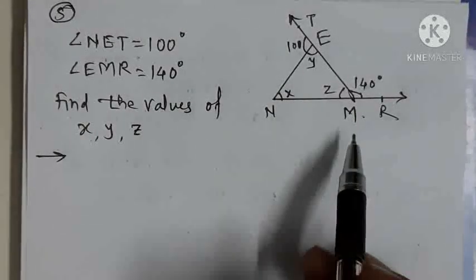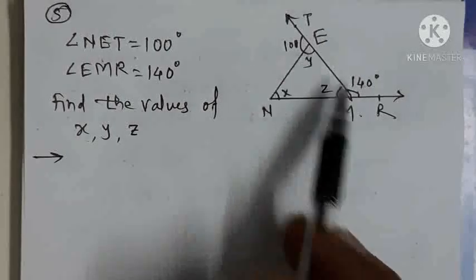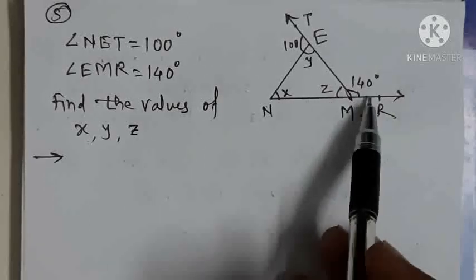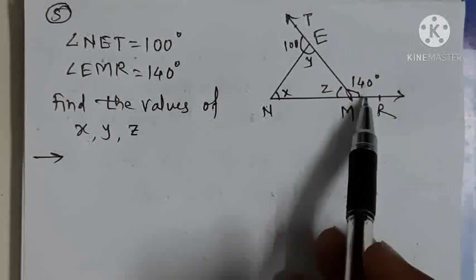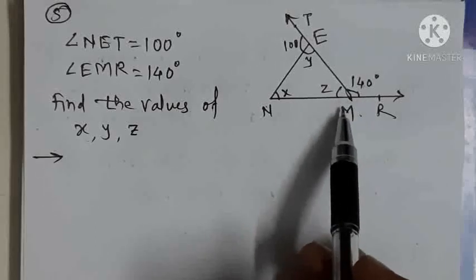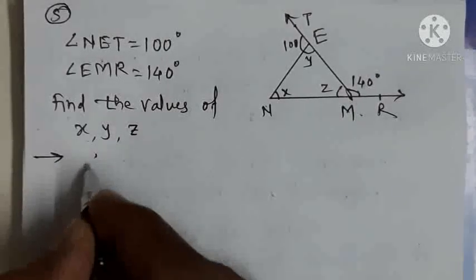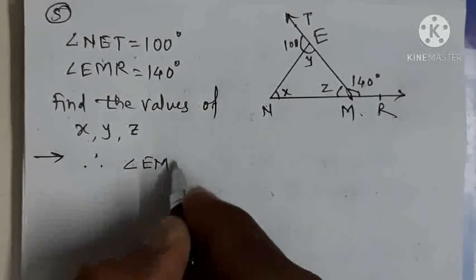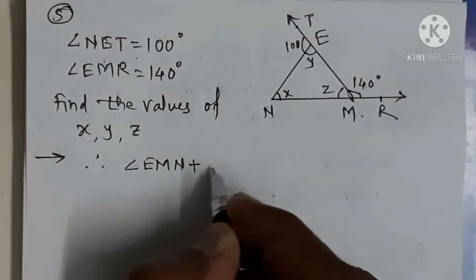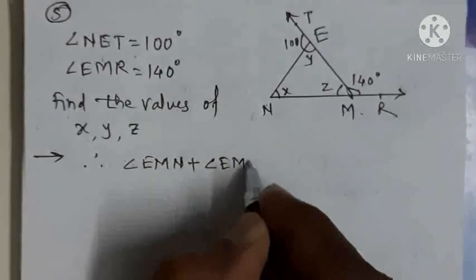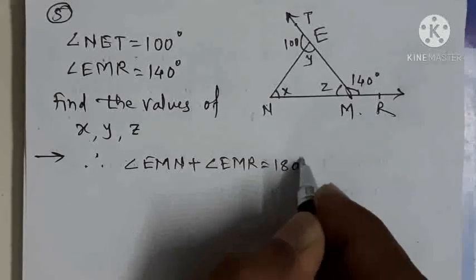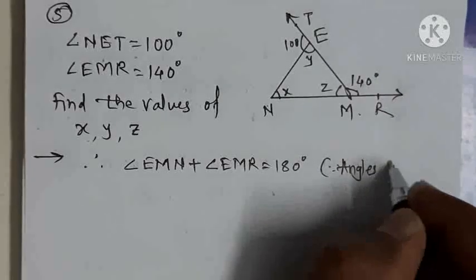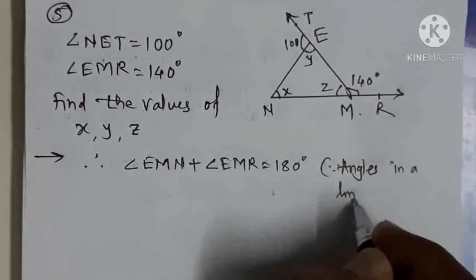Now first here see this angle EMN plus angle EMR. These two angles form angles in a linear pair and their sum is 180 degree. Therefore angle EMN plus angle EMR is equal to 180 degree because angles in a linear pair.